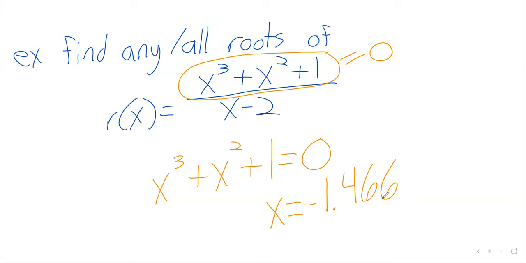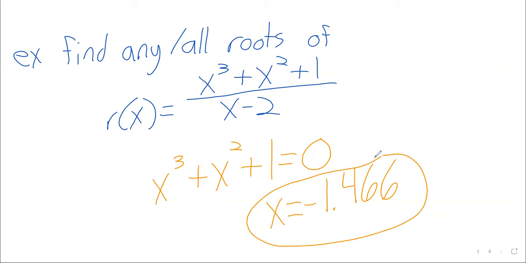So this is a root of the top. It's a root of x cubed plus x plus 1. But according to what I said earlier, this is also a root of this entire rational function. So finding roots of rational functions comes down to setting polynomials equal to 0.